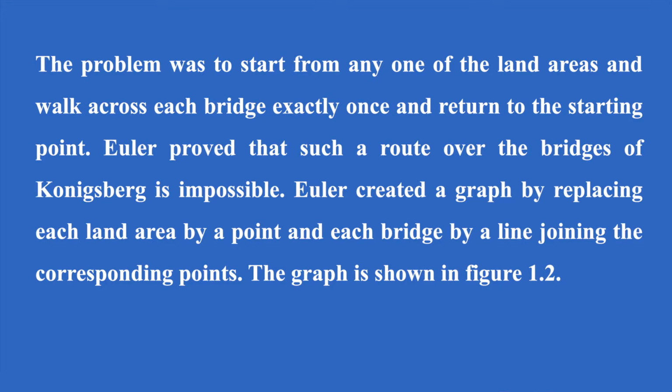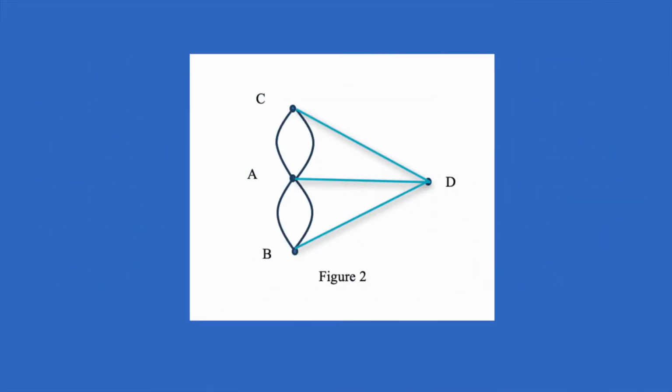The problem was to start from any one of the land areas and walk across the bridge exactly once and return to the starting point. Euler proved that such a route over the bridges of Königsberg is impossible. Euler created a graph by replacing each land area by a point and each bridge by a line joining the corresponding points. The graph is shown on the screen as you can see.